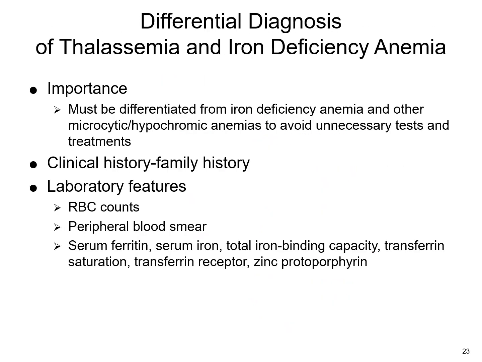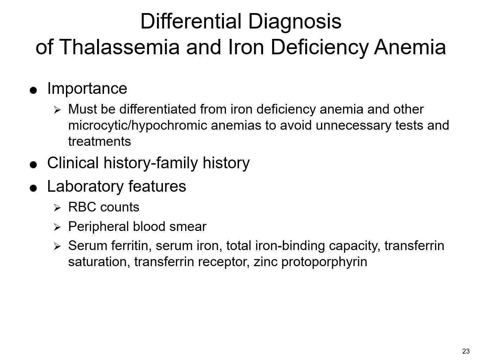So it is crucial to distinguish thalassemia from iron deficiency anemia and other causes of microcytic hypochromic anemia. Proper differentiation helps avoid unnecessary tests, inappropriate treatment such as unwarranted iron supplementation, and delays in correct diagnosis and management. A detailed clinical history, including family history of anemia or thalassemia, provides important clues. The laboratory evaluation plays a role in the differential diagnosis, of course.